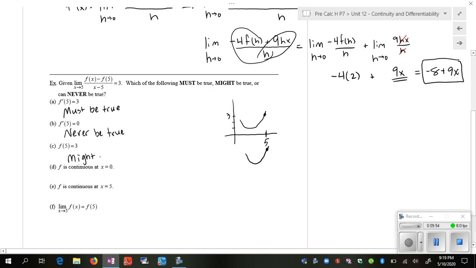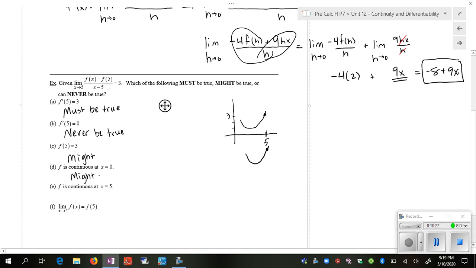F is continuous at x equals 0. I have no idea if that's true. There's no information that tells me about what's happening at x equals 0. The information we have is about what's happening at x equals 5. So sure, this could be true, might not. You can see that the graph I have to the left, I didn't actually reach the y-axis. I could have an asymptote there. I could be going through the y-axis, so that might be true.